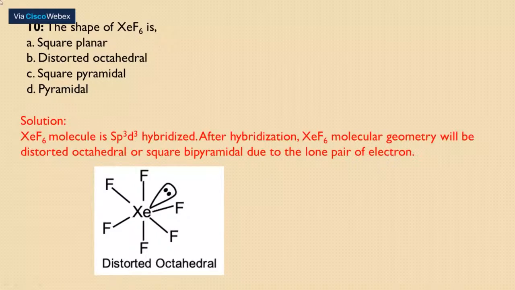So why is it distorted octahedral? Just due to the presence of this lone pair of electrons, our XeF6 has a distorted octahedral geometry. Thereby the correct answer is B. You have to mark it.